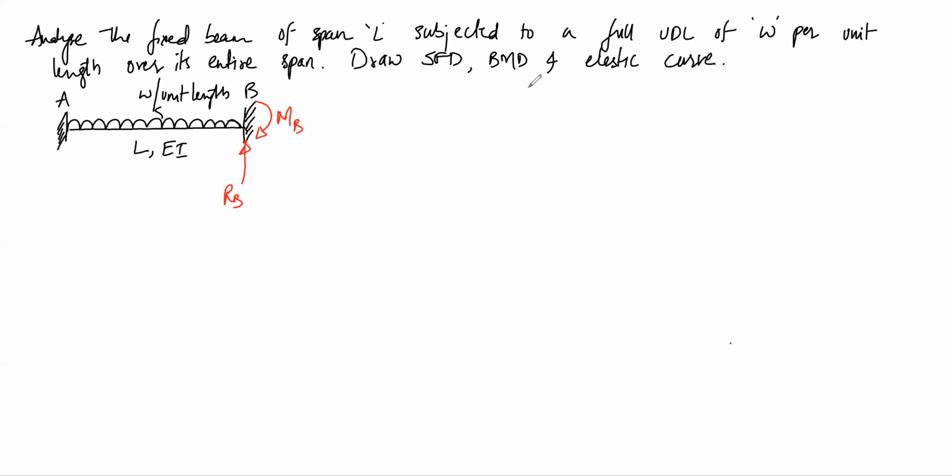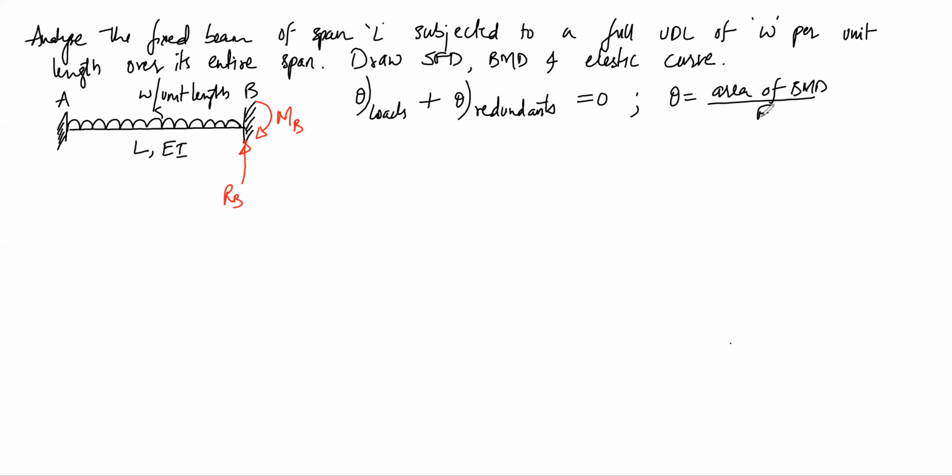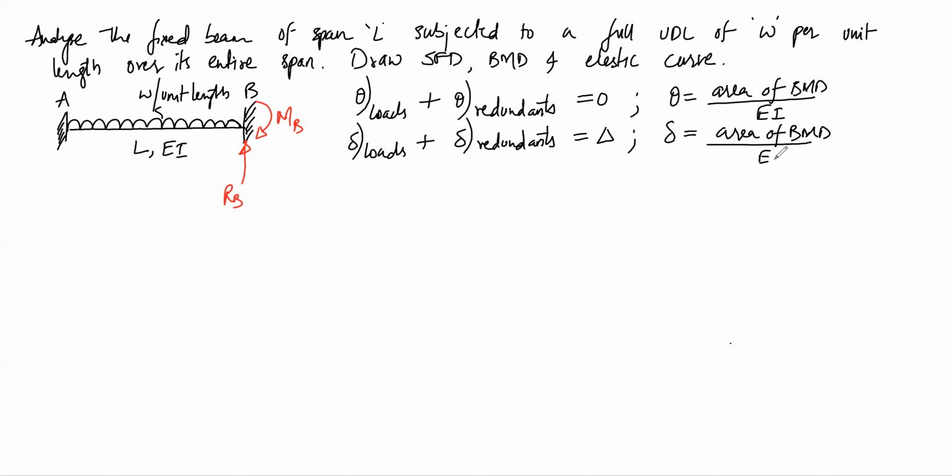And we have the consistent deformation equations. Theta due to loads plus theta due to redundants is equal to 0, and theta is written as area of BMD divided by EI, and the other consistent deformation equation is deflection due to loads plus deflection due to redundants is equal to total settlement of supports, and deflection delta is written as area of BMD divided by EI multiplied by centroidal distance.